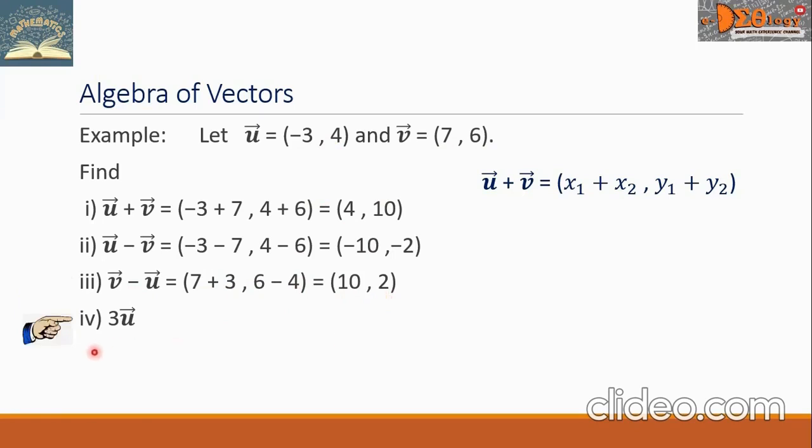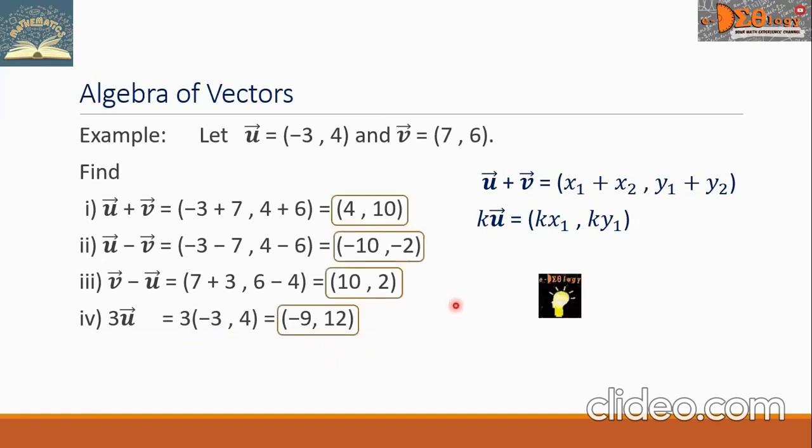Fourth problem is multiplication of scalar with a vector. 3 times vector u. Our formula is here. So we have this 3 multiplied by the vector u, negative 3, 4. So our answer is negative 9, 12. These are the answers.